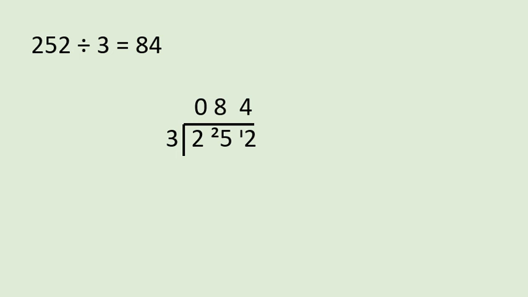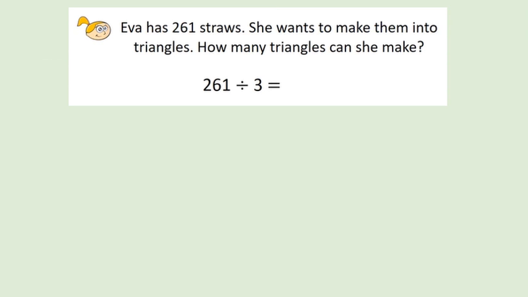Well done. Let's have a look at a different problem this time. Eva has 261 straws. She wants to make them into triangles. How many triangles can she make? So 261 divided by 3 is the method that we will have to use. I am going to write my 261 divided by 3 in a bus stop using my short division.